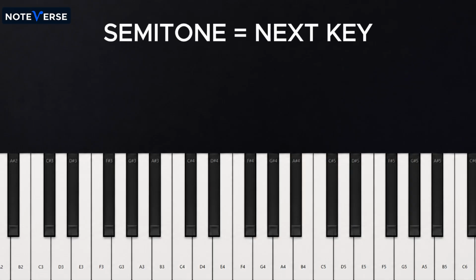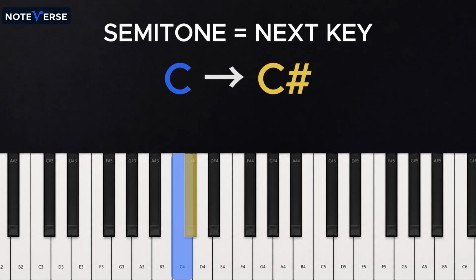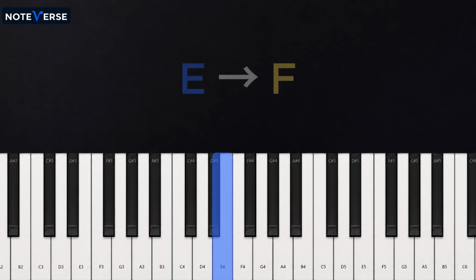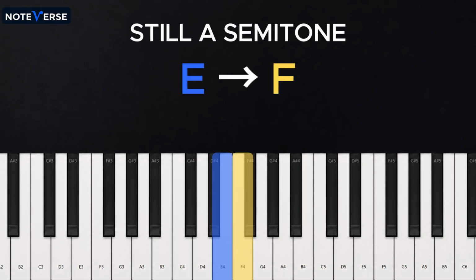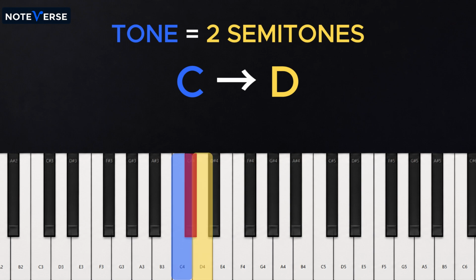A semitone is the smallest step on the keyboard, from one key to the very next. C to C sharp is one semitone. And here's something important. E to F is also a semitone because there's no key between them. A tone is simply two semitones, like C to D.